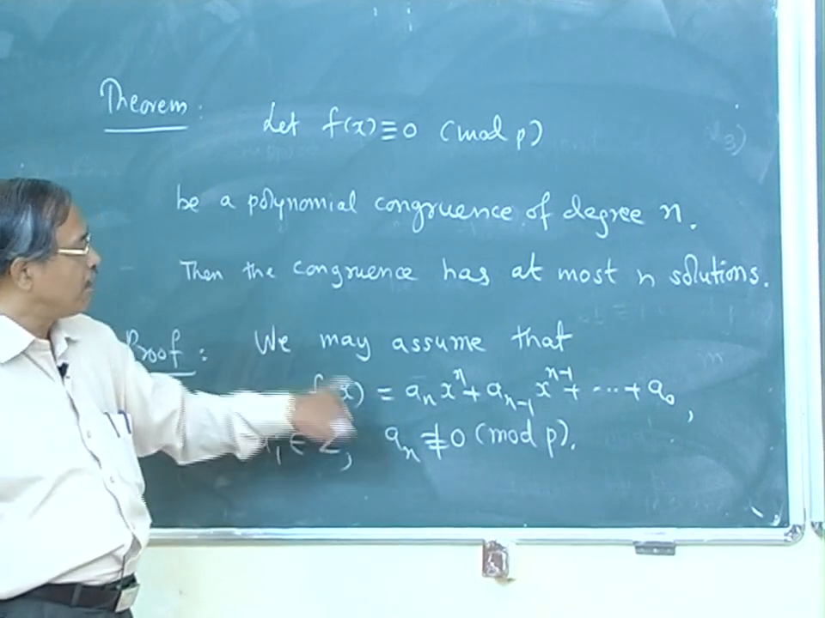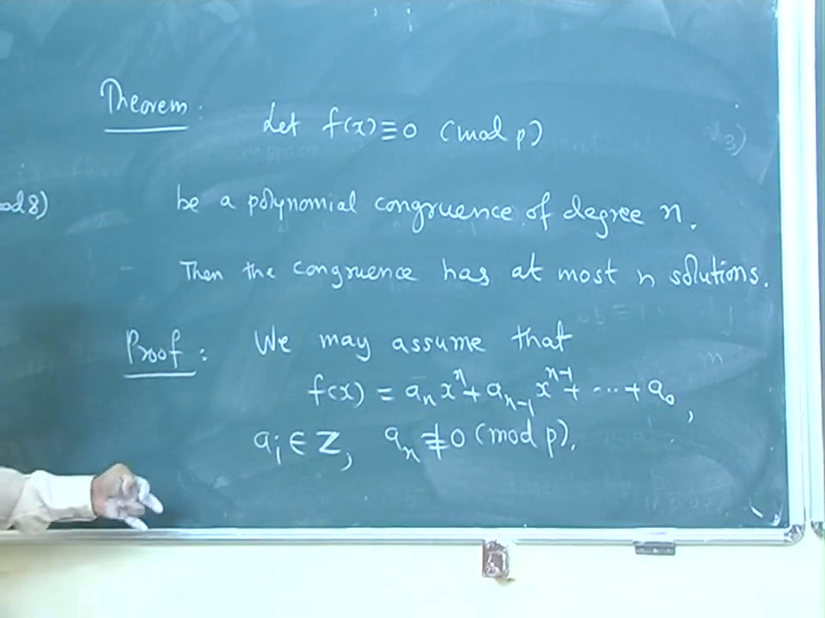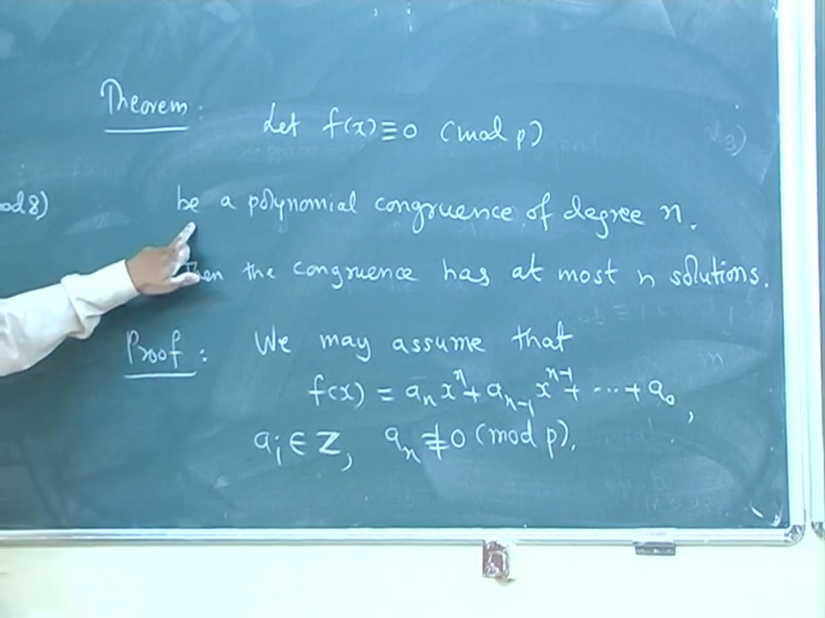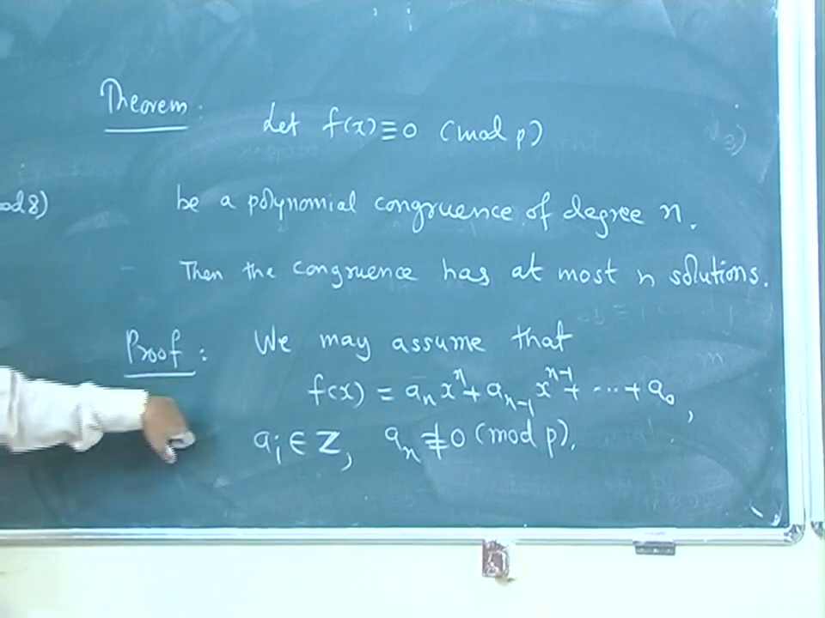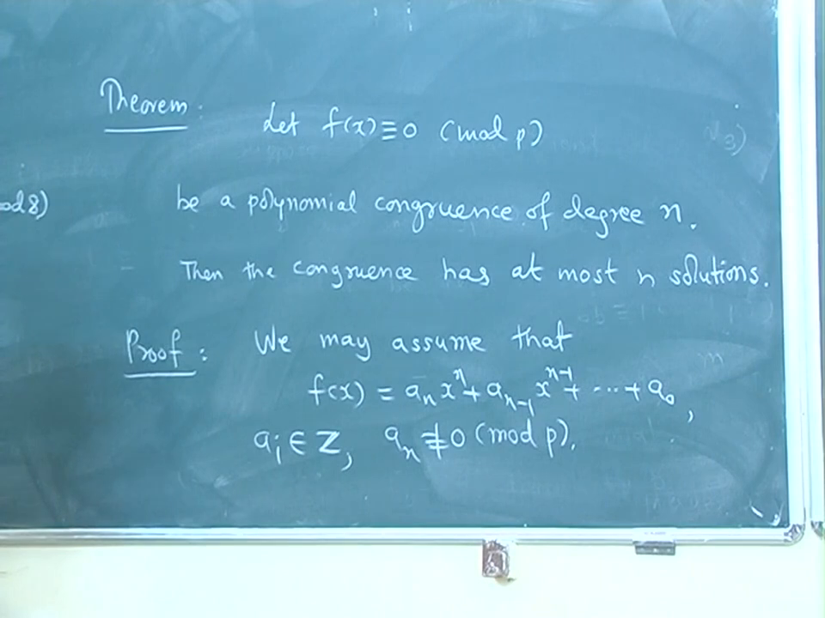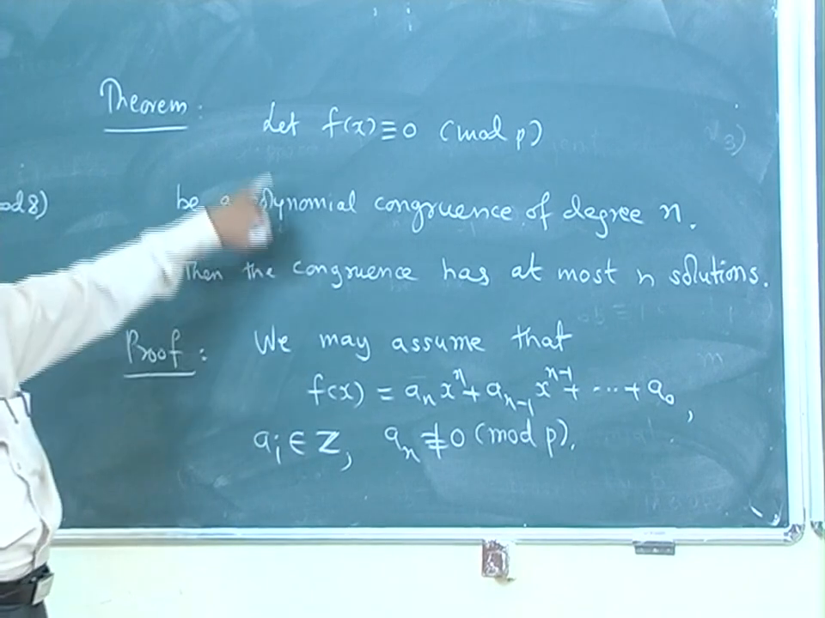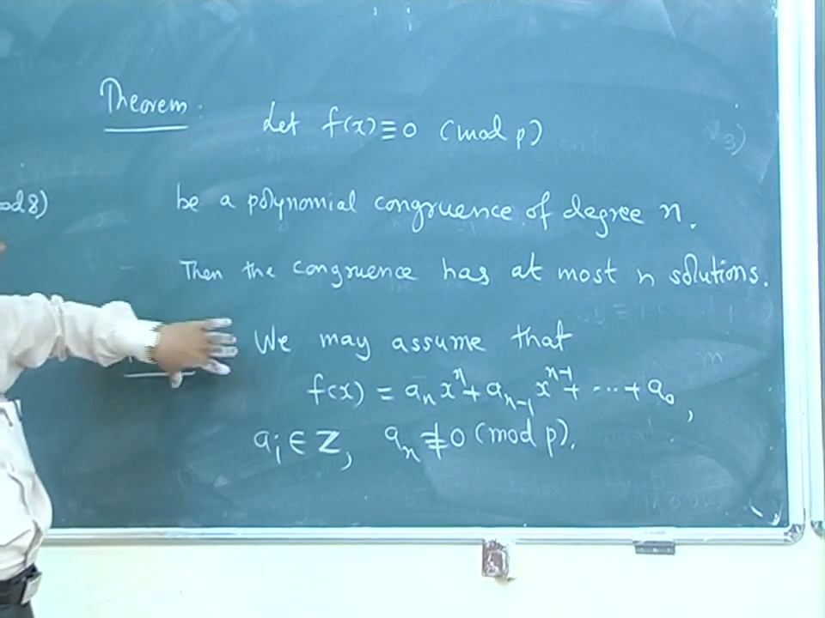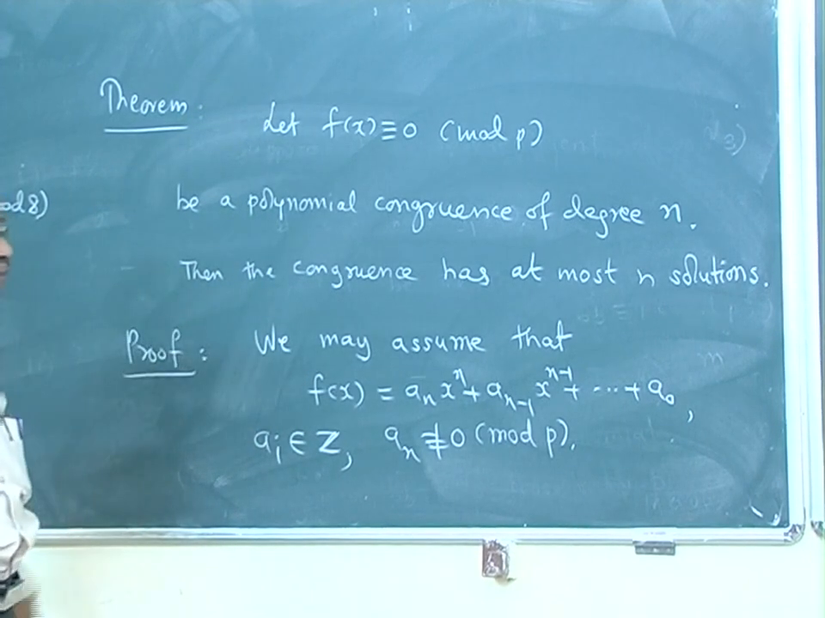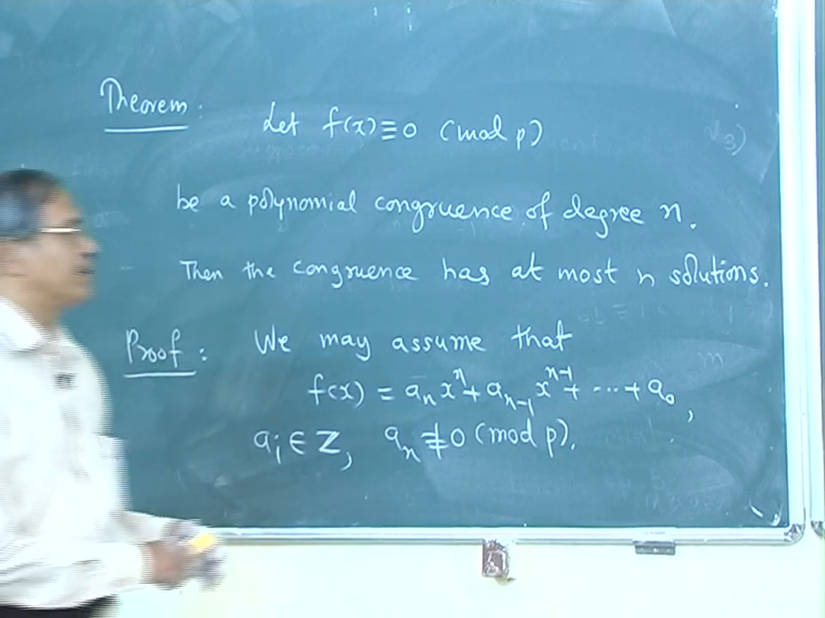Because although there may be some higher degree terms, because the polynomial congruence is of degree n, all coefficients of higher powers of x will be divisible by p. So the solutions are the same. Solutions of fx congruent to 0, the original congruence, and after removing those higher degree terms, are the same. So it is sufficient to consider fx like this.